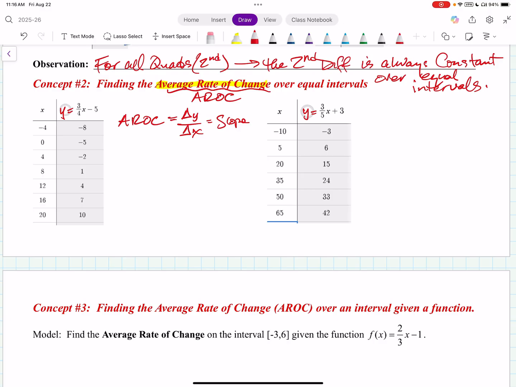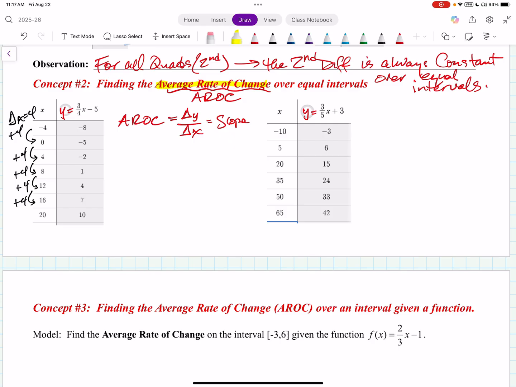So let's go for it. The change from -4 to 0 is +4. Is that constant? Let's find out. 0 to 4 is 4. 4 to 8 is +4. 8 to 12 is a rate of change of 4. 12 to 16 is +4. So delta x is equal to 4.